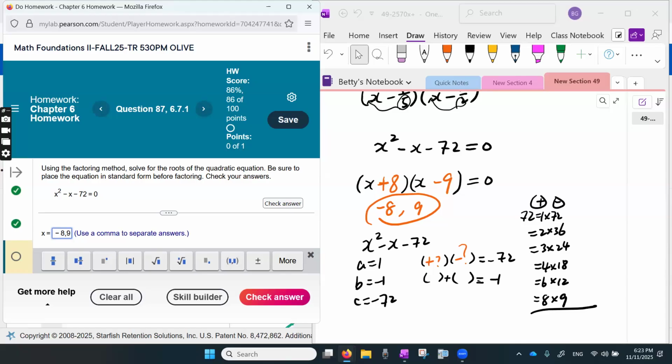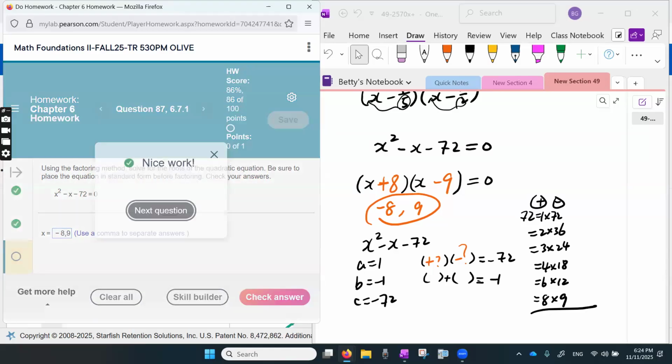You factor the left side. You can use the highlighter. I see some of my students have the highlighter, right? You highlight the two integers from the shortcut. And then the opposites of the two integers you highlighted are the solutions. All right?